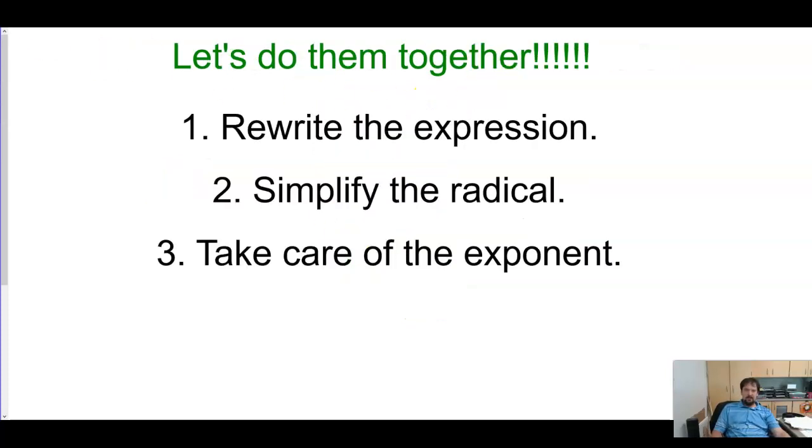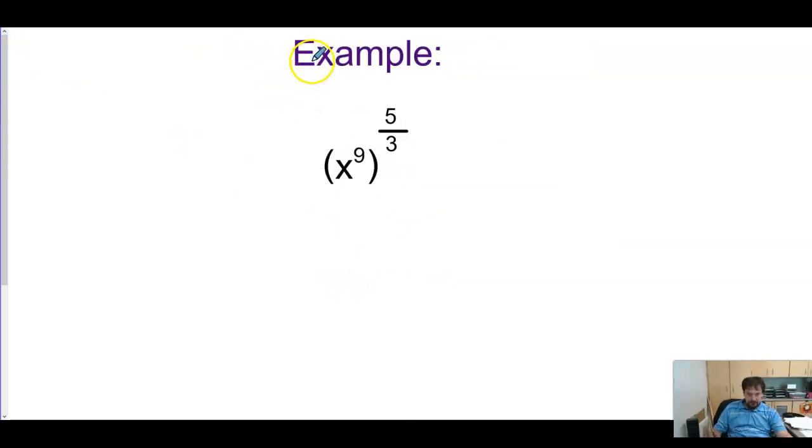Alright, so now we're going to combine those together. Here are the steps for what I'm going to be doing today. First, I'm going to rewrite the expression, either from exponential to radical or radical to exponential. We're actually going to be mainly doing exponential to radical. Then we're going to simplify that radical, and then we're going to take care of the exponent. That's my third step. So these are the 3 steps of what I'm doing today. Let's take a look at a couple examples.